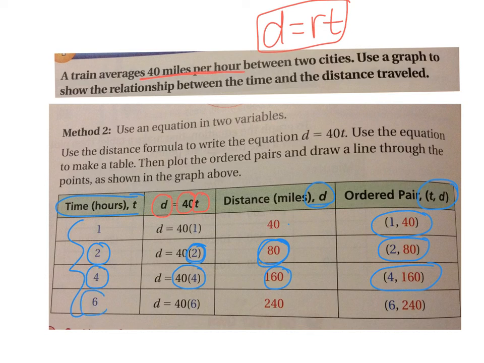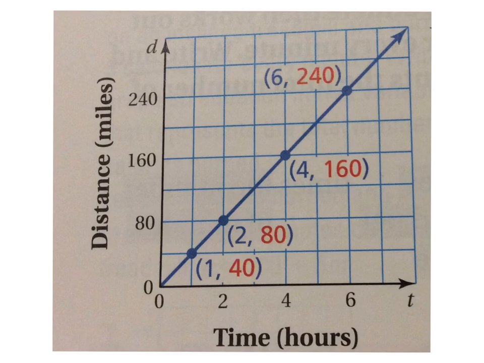And then if we choose 6 hours of train time, 6 times 40 is 240, and our ordered pair is 6, 240. Now we can graph these values, and that graph would look like this.